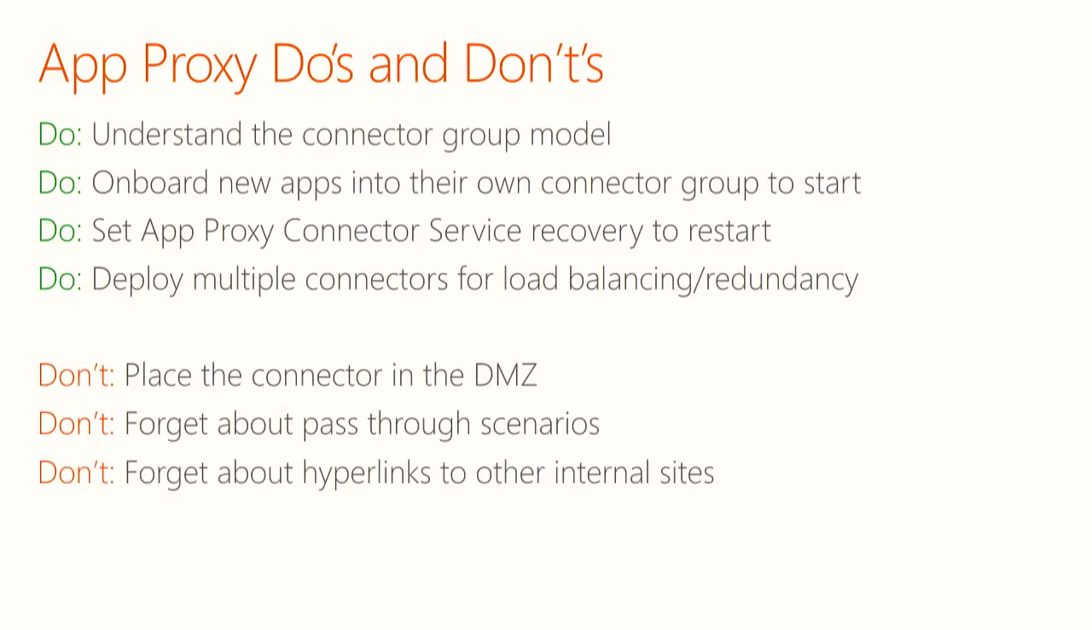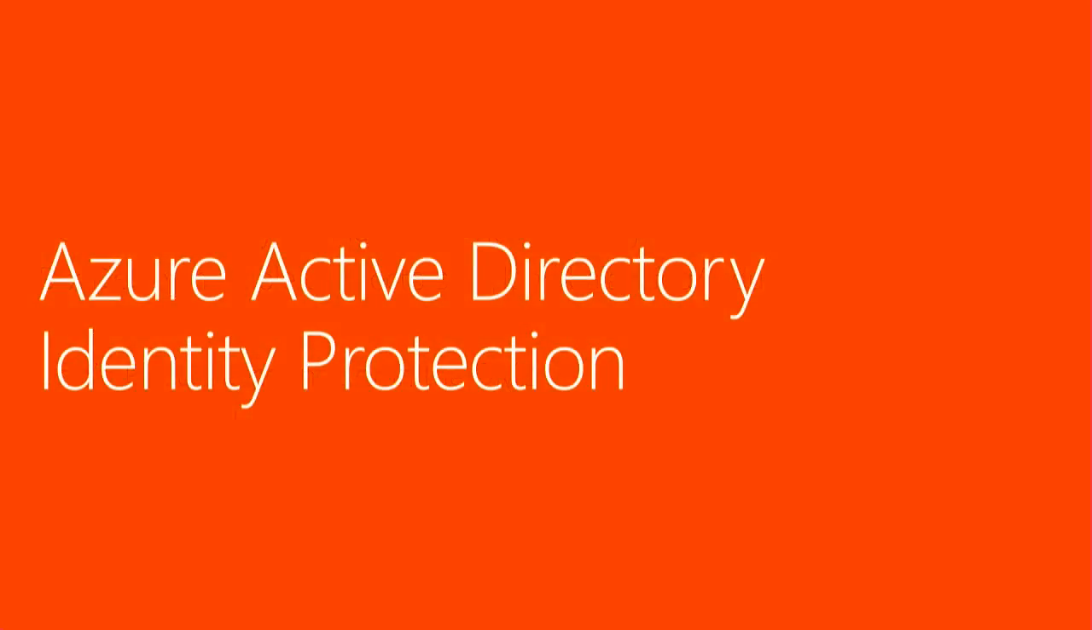And then don't forget about hyperlinks to other internal sites. So URL rewrite type capabilities. At the moment, we will dynamically rewrite URLs for other applications that we're publishing. But for applications that we don't want to publish through this mechanism, we have a preview feature that's coming. But consider what URLs are being presented by those apps, and what's going to happen when users click them. So basically, test is the suggestion here.